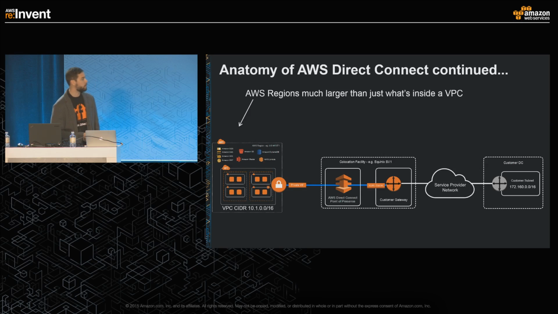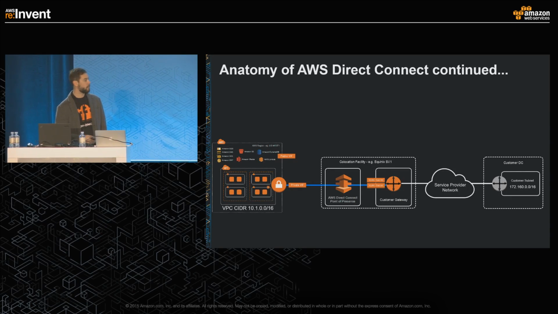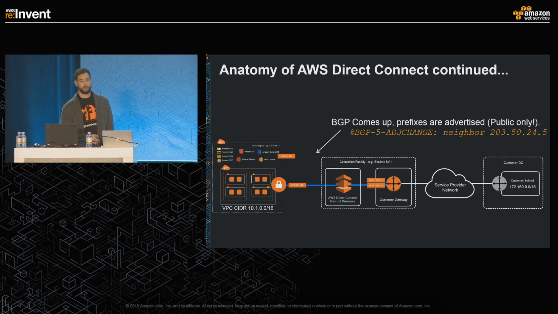So now we've got our AWS region, we've got some services, or we've got an S3 bucket configured or a DynamoDB table configured. We want to connect to that. We configure a public virtual interface. Okay, so you do that through the console as well. Once you've created the public virtual interface, you get a configuration again in the same fashion as you did previously. You configure your customer gateway router, and then BGP comes up.